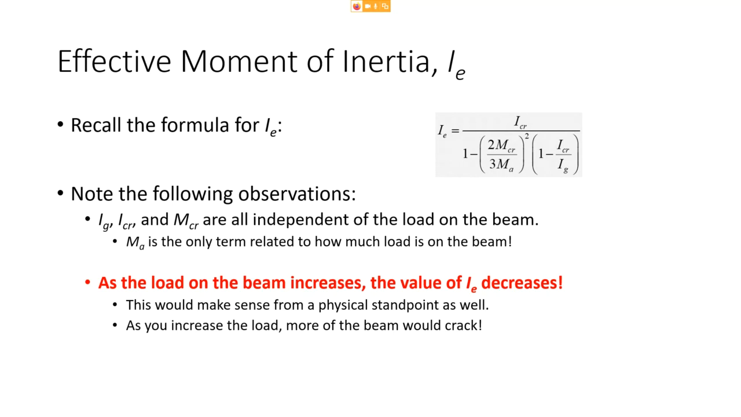Now, I want to look at this formula for a little bit, just to make sure everybody's clear on a couple things. So this formula is a function of 4 quantities, of 4 terms. It's a function of the gross moment of inertia and the cracked moment of inertia. And it's a function of the cracking moment and the applied moment. Now, of those 4 terms, 3 of them have nothing to do with the load on the beam: the IG, the ICR, and the MCR. They don't have anything to do with how much load is on the beam. The only thing that is related to the load on the beam is MA.